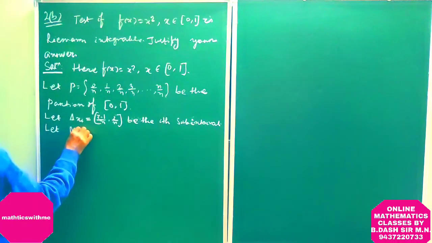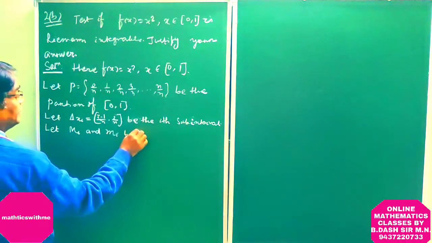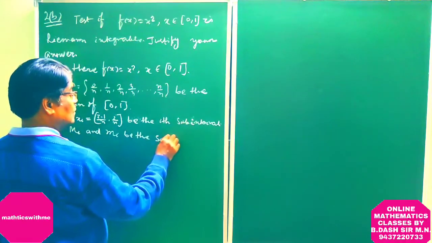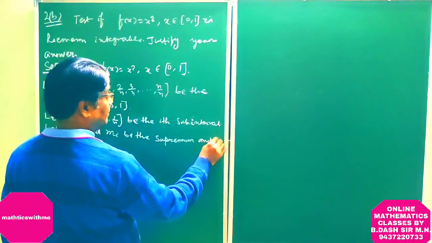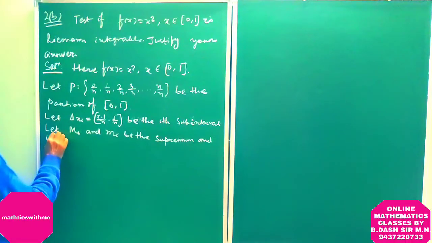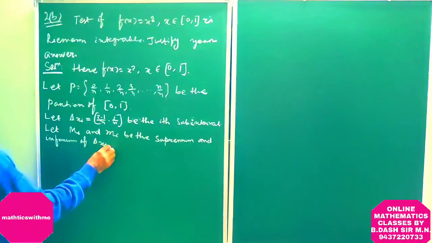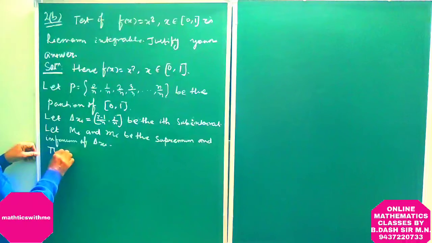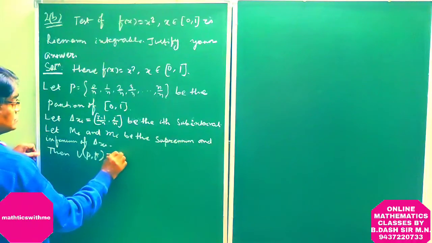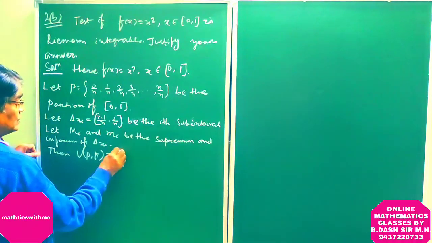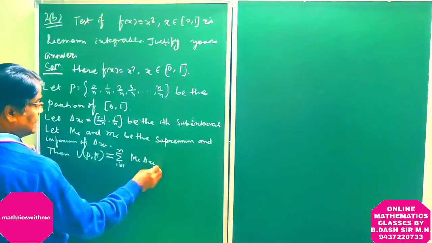Let capital Mi and small mi be the supremum and infimum of delta xi. Then UPF is equal to summation i is equal to 1 to n Mi delta xi.